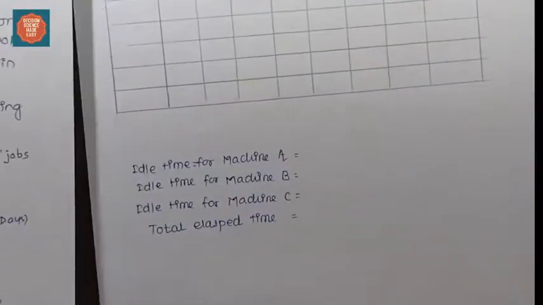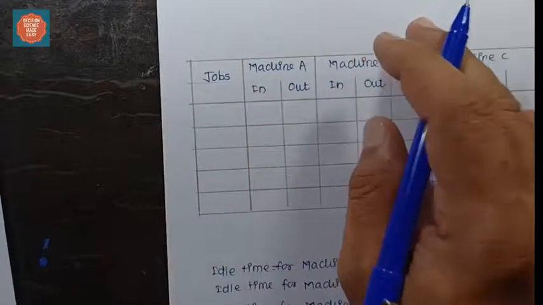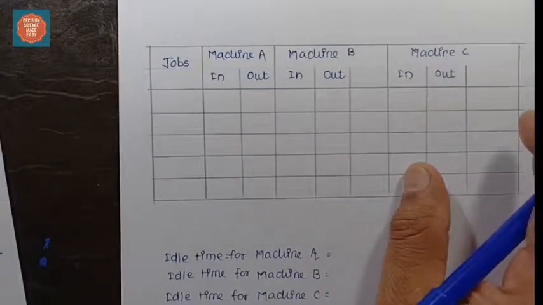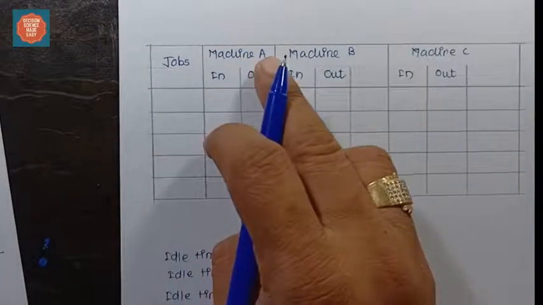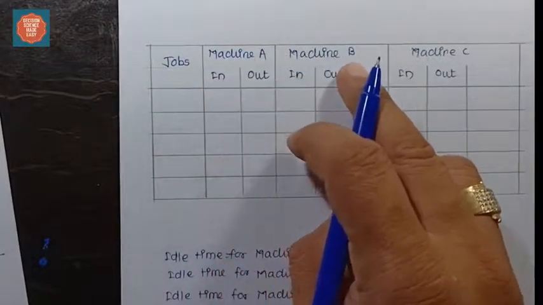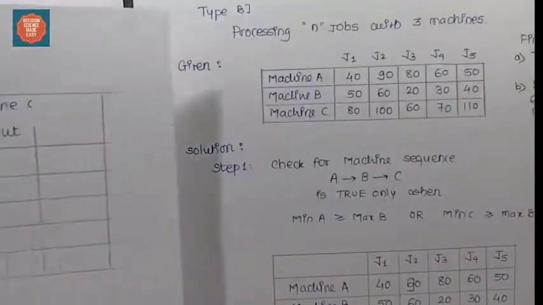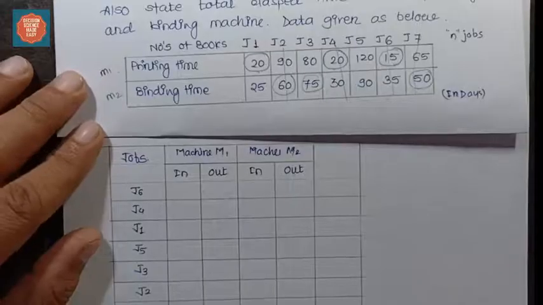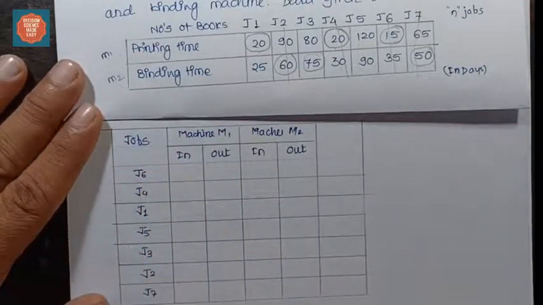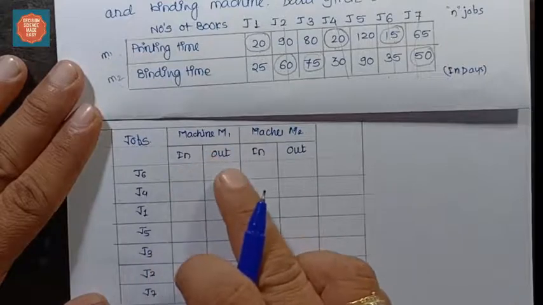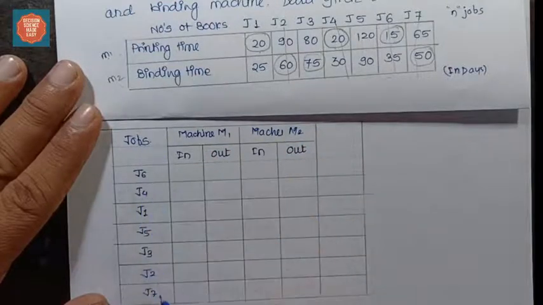So I'll just write down all the jobs in a new table. This is my step 2, wherein I have to draw an in and out table for the given problem. This is jobs. This is for machine A, in and out time. This is for machine B, in and out time. So I have drawn this table wherein I have all the jobs on the left hand side, machine M1 in and out time, machine M2 in and out time. So the first sequence is J6.